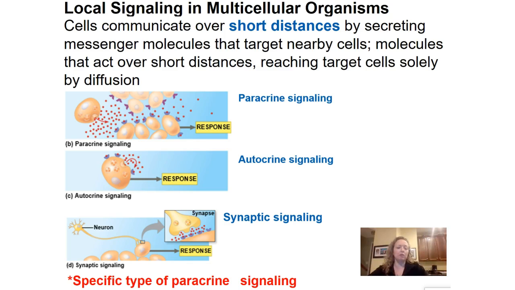Or synaptic signaling would be like when a neuron releases neurotransmitters, and those neurotransmitters then cause a response in either a gland, telling it to release a hormone, or another neuron, and then continuing a nerve impulse in that neuron. And we'll talk about that when we get to the nervous system. But that's also considered a specific type of paracrine signaling because they're not actually touching one another. It's a signal being released by a neuron that's affecting a very close nearby cell.